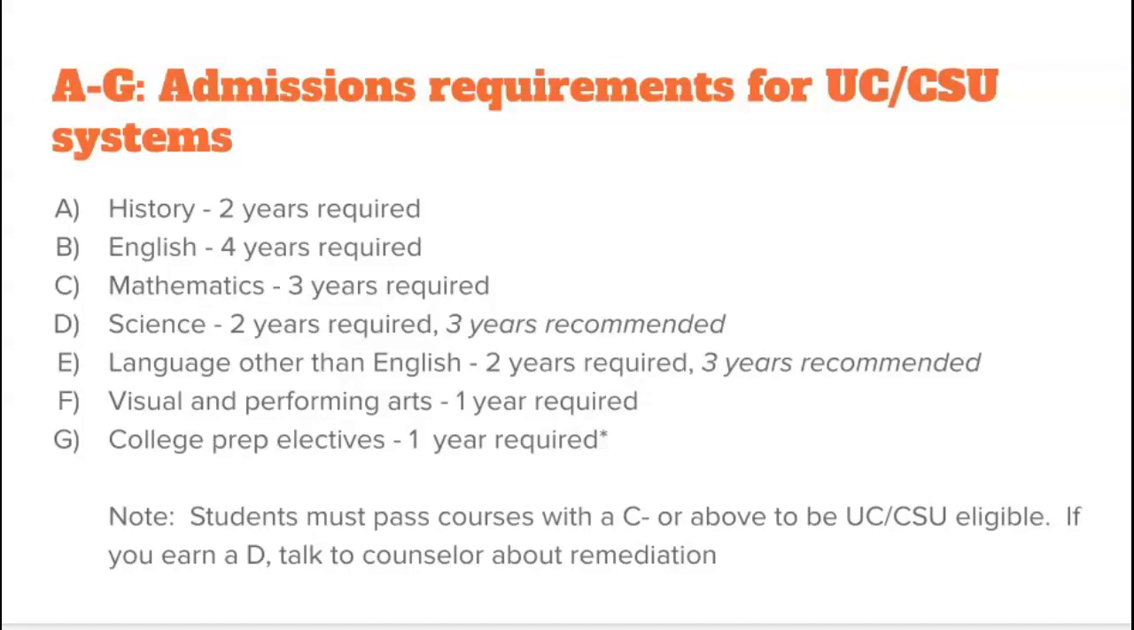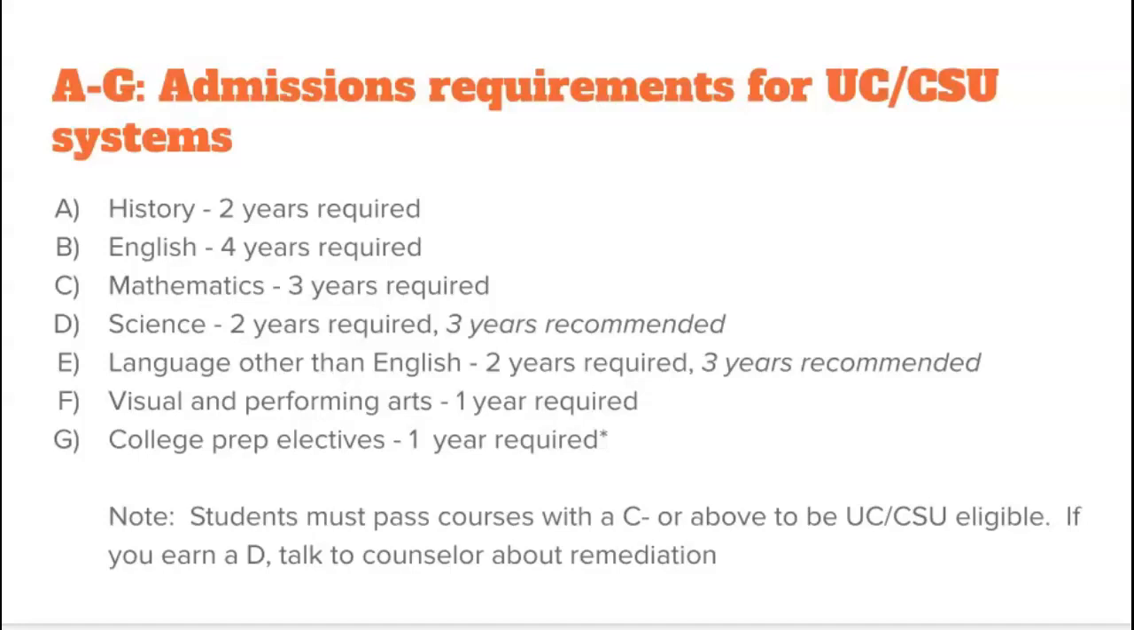You'll see for D and E, for science and language other than English, that while these colleges require students take 2 years of science and 2 years of language other than English, they do recommend students take 3 years. We'll be sitting down with you. You'll sit down with your personal and academic counselor each spring semester to determine what courses you'll be wanting to take the next year. And we'll ensure that you're enrolling in courses that make you eligible for the colleges that you're considering. But this is just something to think about when you're planning your courses for each year.